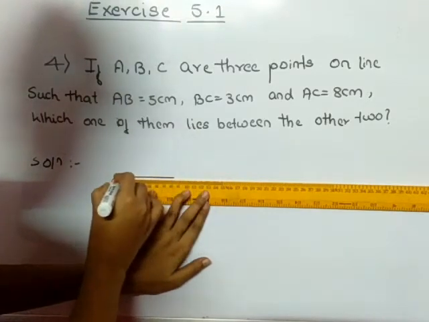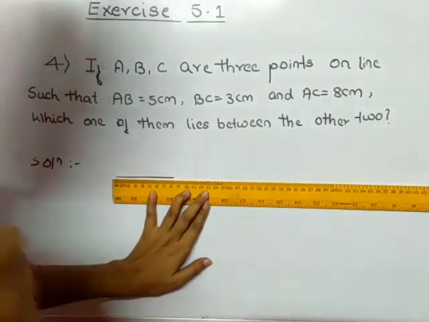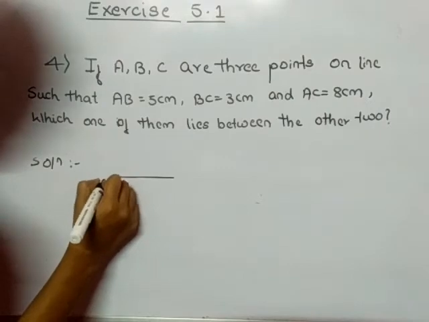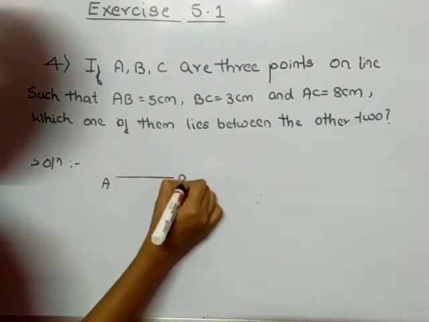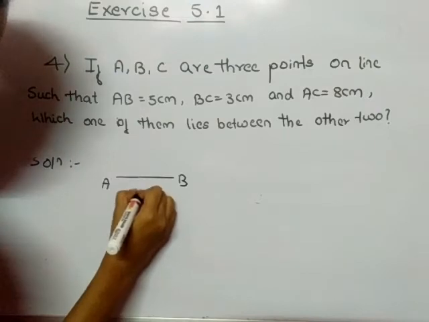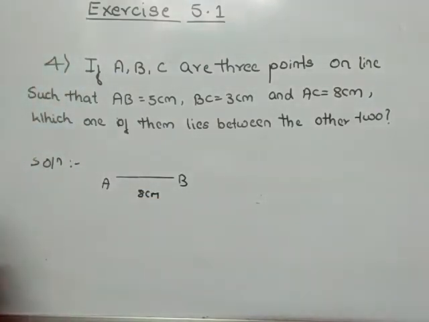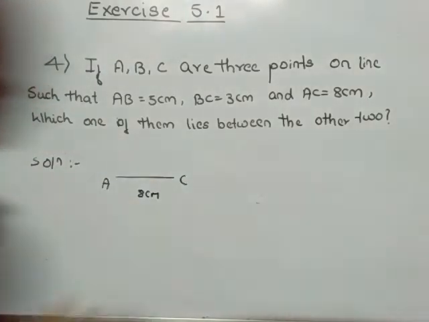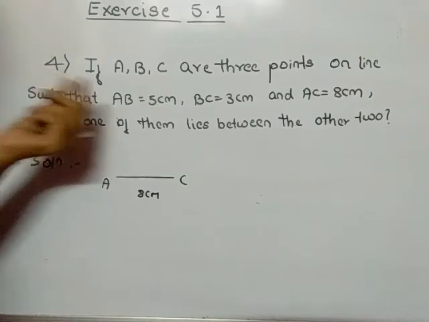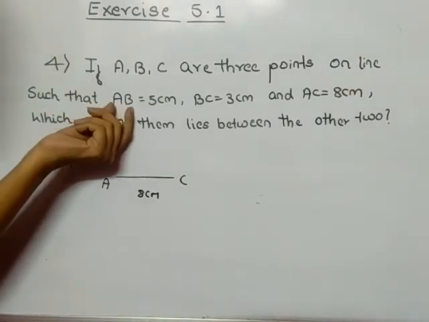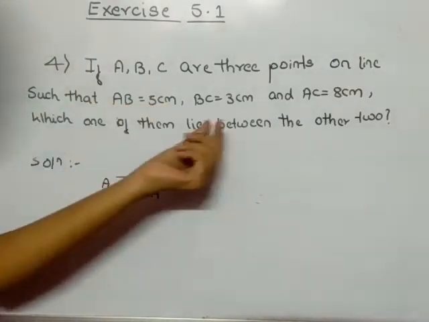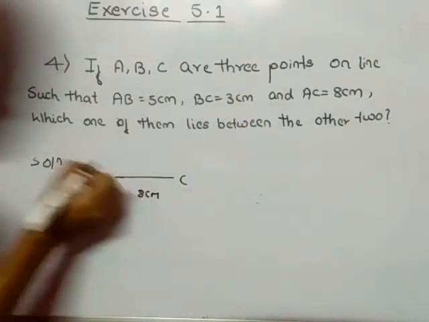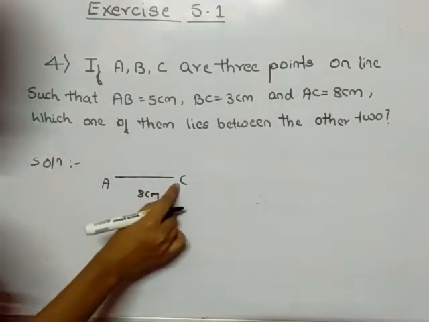Right? This is of 8 centimeter. I will name it as A, B. This is of 8 centimeter. And also, sorry, this is AC, not AB, AC, right? AC is of 8 centimeter. And again they have said that AB is 5 centimeter and BC is 3 centimeter. Means AB is 5 centimeter, BC is 3 centimeter.